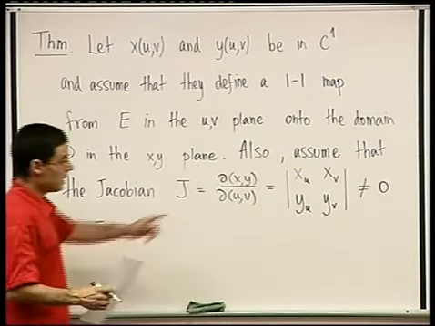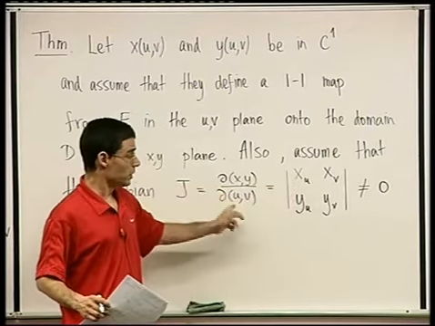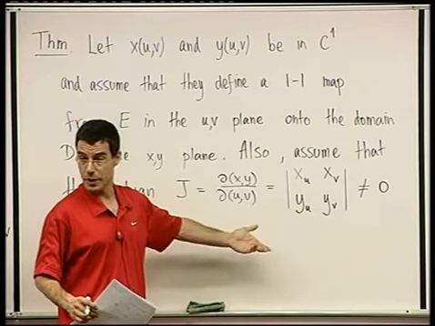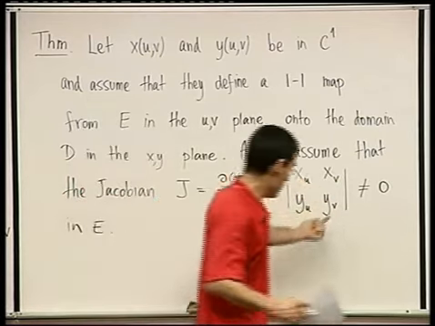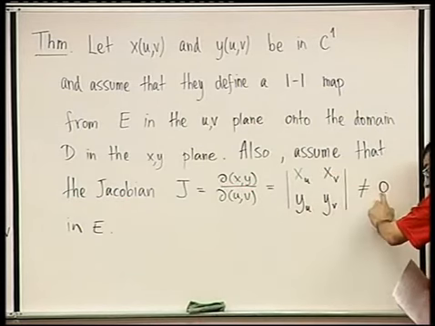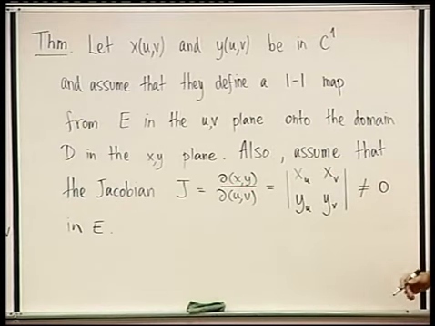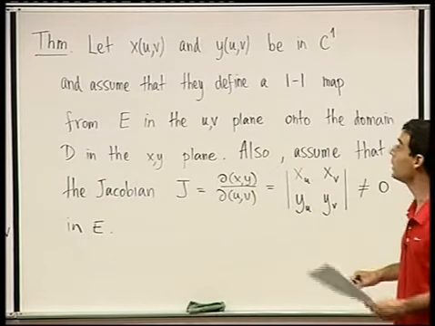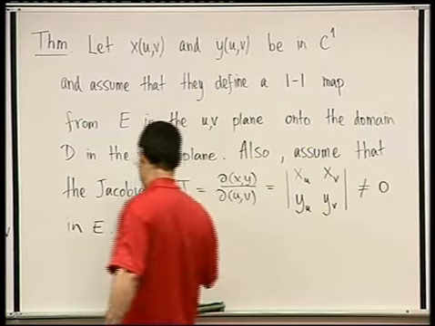Okay, so each one of these is going to be a function of u and v, right? The partial derivatives are again two variable functions of the variables. So here we're going to get some expression with u's and v's, and we want it to be non-zero in the domain E. Okay, and we'll see why it's important for it to be non-zero also. Everything here we're going to discuss.